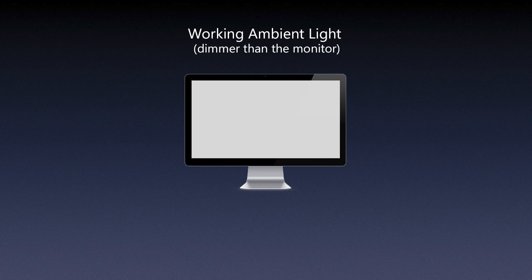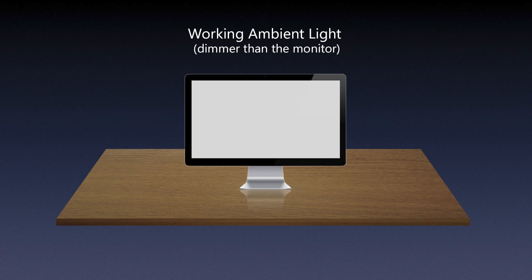So let's say that this is your monitor, right? Well, first we're going to talk about the working ambient light, and this is very important to distinguish. A working ambient light is not the same, and should not be the same, as the one we use for comparing or evaluating our prints. A working ambient light should be dimmer than the monitor. And to give you a reference point, I'm going to put the monitor on the table.